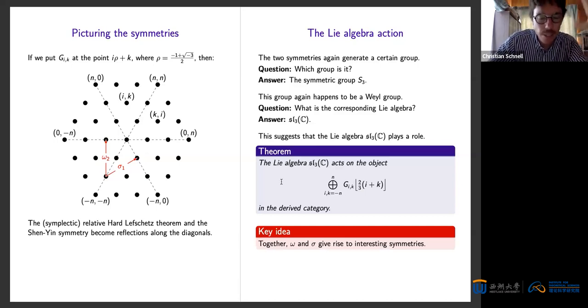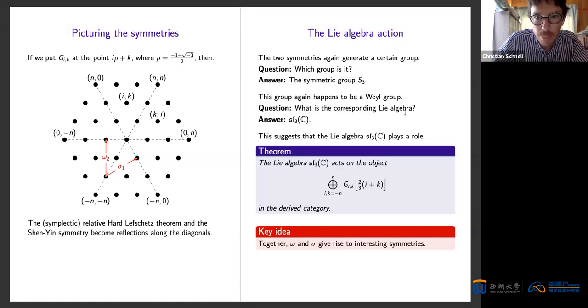Again, this shows the general idea I said at the beginning: when you take omega and sigma together, you get interesting symmetries that you didn't see before. In this case, it's this SL3 symmetry. If I just take the Kähler form and the usual relative Hard Lefschetz, I get an action by the Lie algebra SL2, just like in the compact case. But if I throw this together with the relative Hard Lefschetz for the symplectic form, then I suddenly get a completely different Lie algebra, SL3.